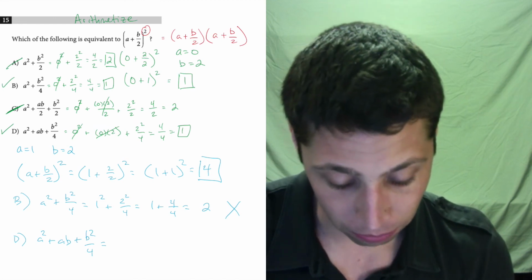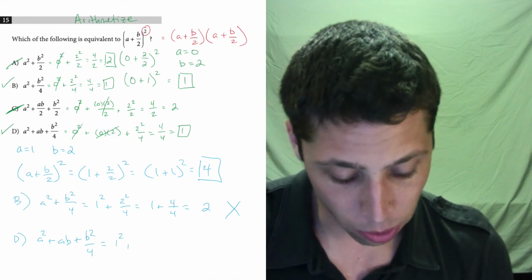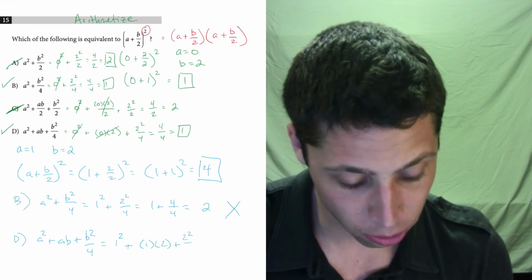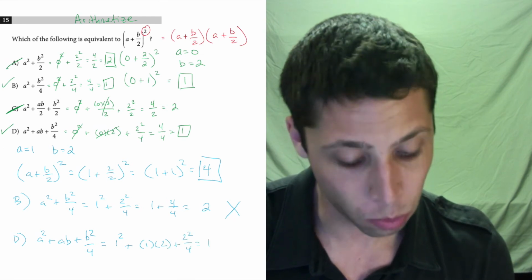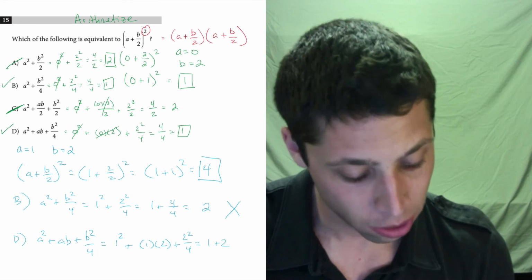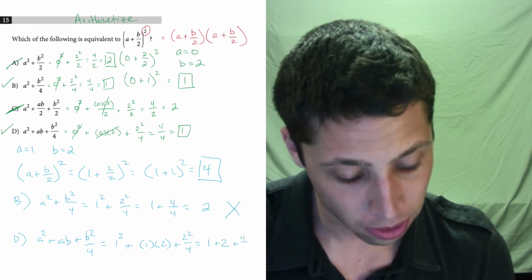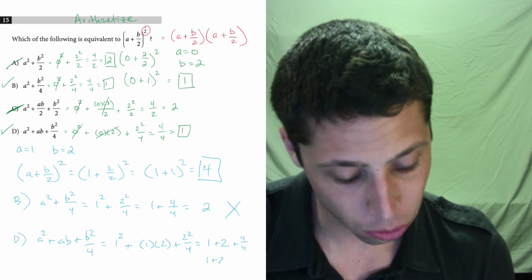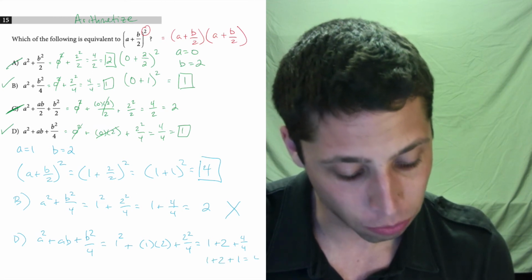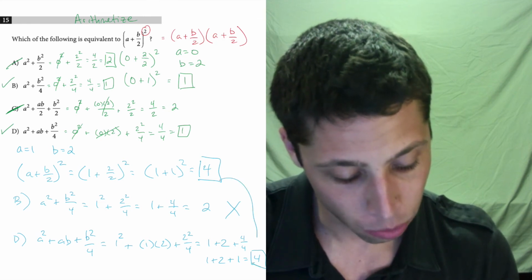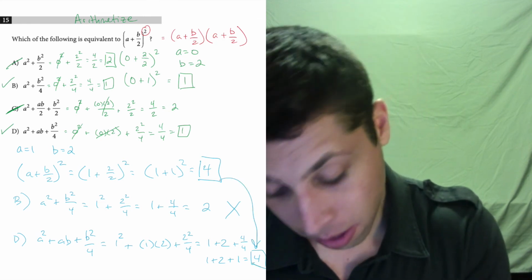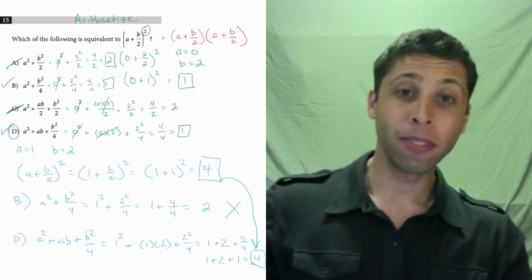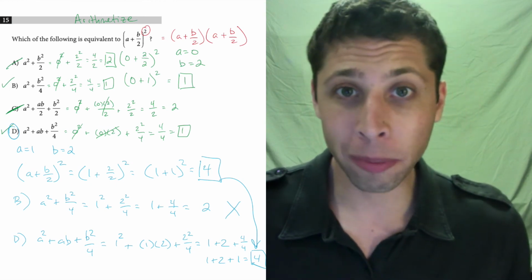That's definitely fixable. But I've got 1 squared plus 1 times 2 plus 2 squared over 4. 1 squared is 1. 1 times 2 is 2. 2 squared is 4 over 4. That's another 1. So 1 plus 2 plus 1 is equal to 4, which is my magic number, which proves choice D correct. So, is it longer to do arithmetize?